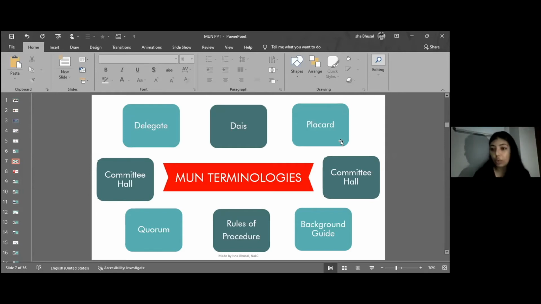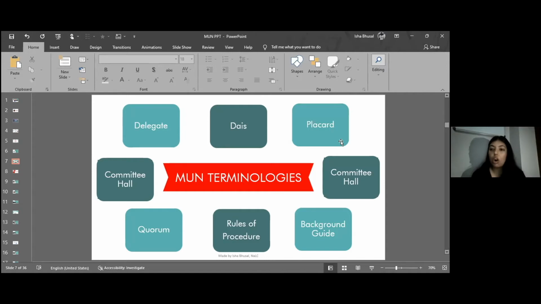Especially if you're doing UN4MUN ROP, then the dais have a very invisible role. They are just there to moderate the committee in such a way that no delegates fight with each other and that all the delegates are following the ROP. But when it comes to UNA USA ROP, the dais members are very much active in the committee session.